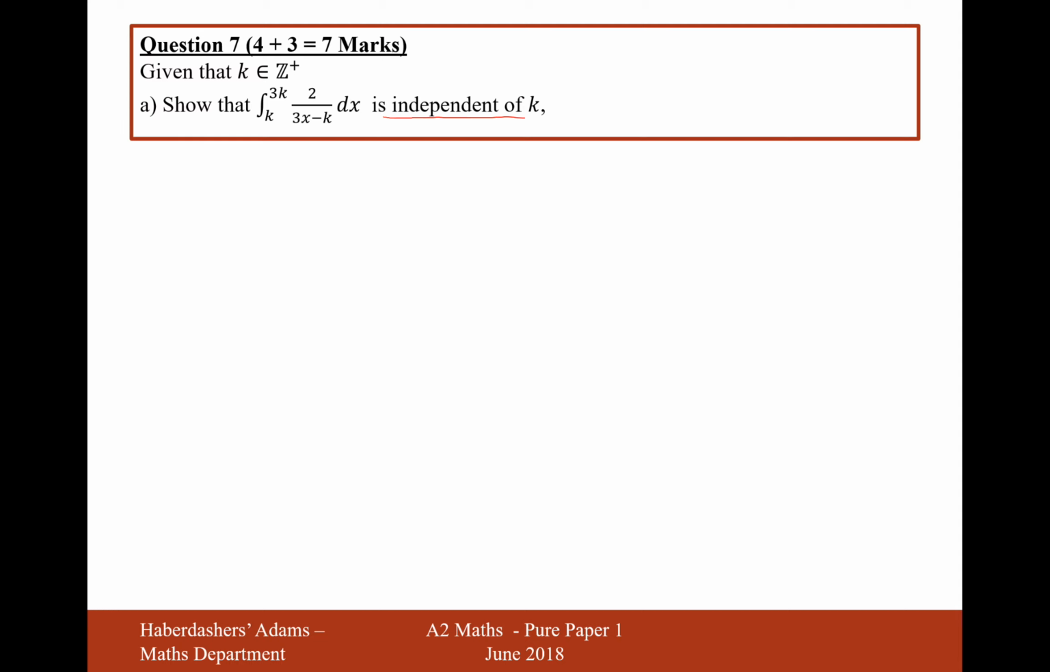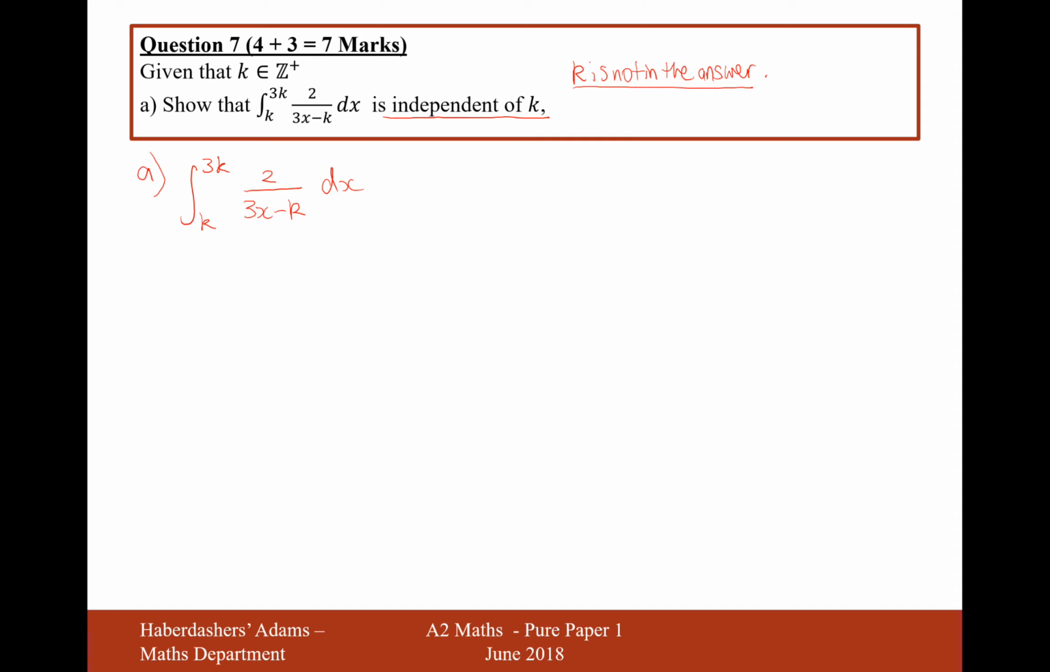Now when it says independent of k, what this means is that k is not in the answer. So when we work out the answer, we shouldn't see any k values in there. It doesn't matter what k is. When you work out this integral, it should always be the same value no matter what k is. So let's do the integration and work out that k is not appearing in the answer. So we are integrating from 3k down to k of 2 over 3x minus k dx.